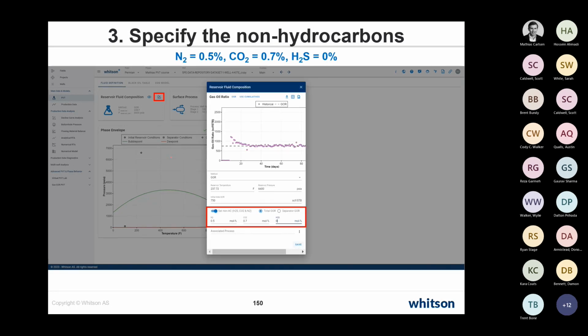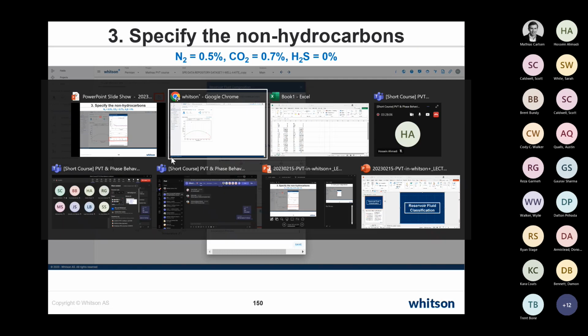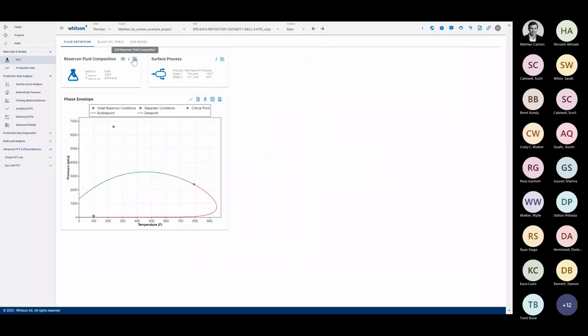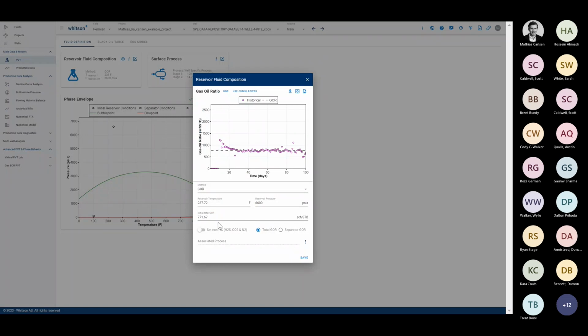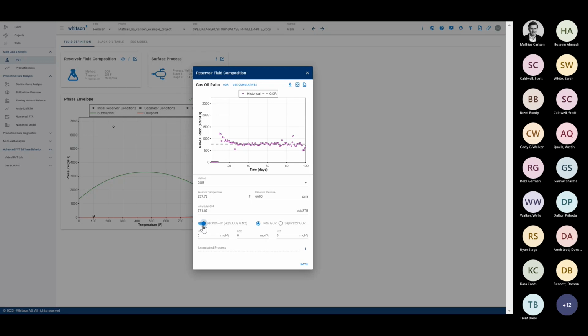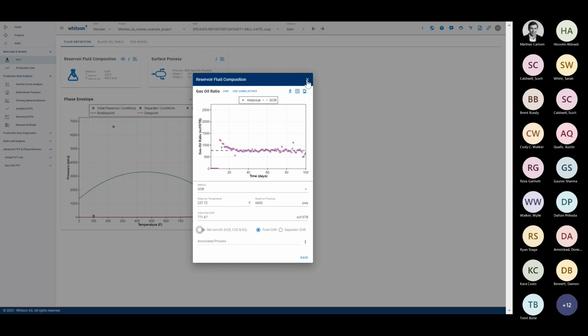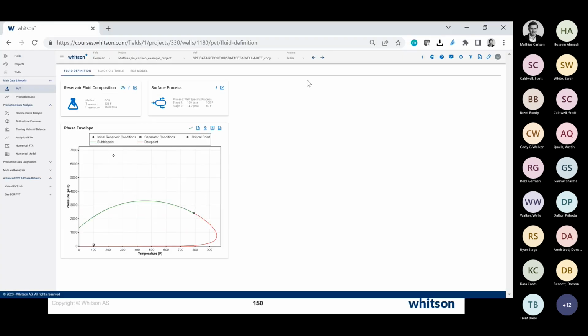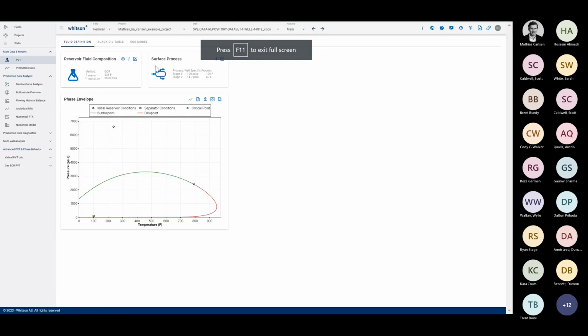Good. The next thing we'll go ahead and do is just specify the non-hydrocarbons. So let's say we have some information about the non-hydrocarbons. We can go in here and set the non-hydrocarbons right here. And here it's really important for you to make sure that you have an appropriate zoom in your browser. And the way to zoom your browser here is to do just Control+ or Control-. That's the only thing you need to do.